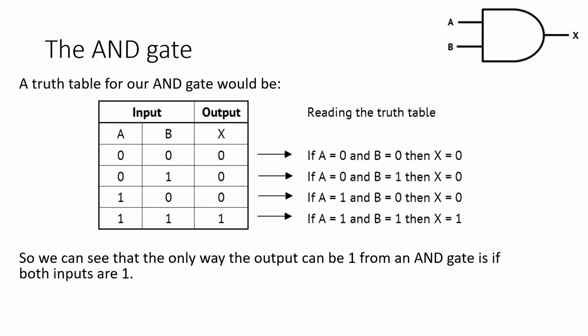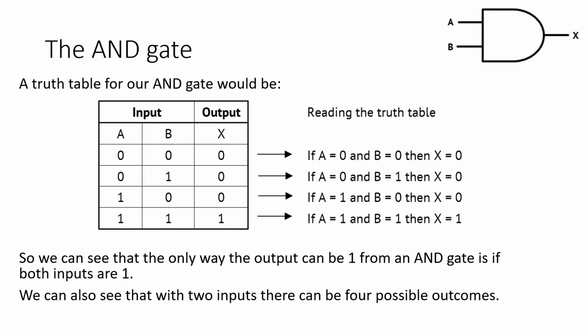And a quick note, if you have 2 inputs, you have 4 possible outcomes. You know this because you just use 2 bits, 2 digits. 0, 1, 2, 3. 4 different rows, 4 possible outcomes.